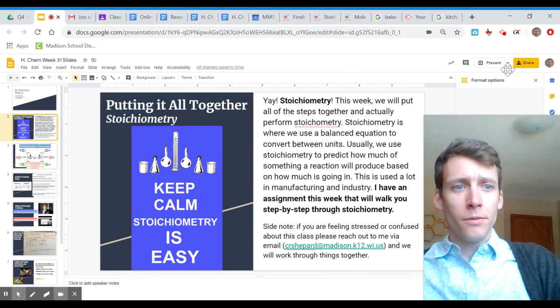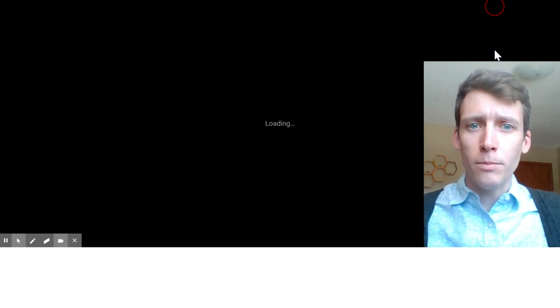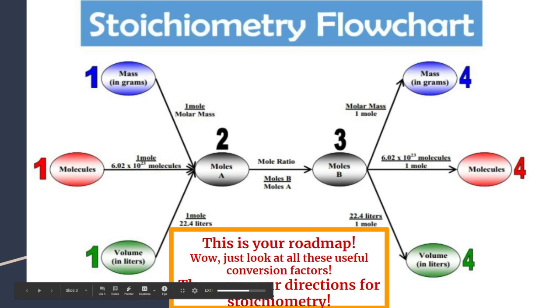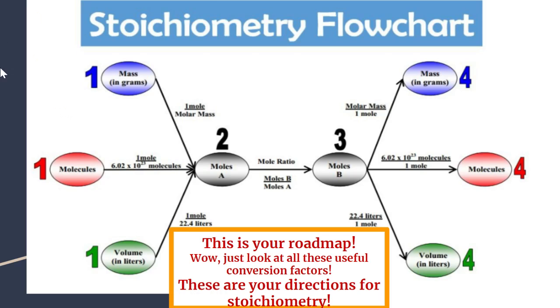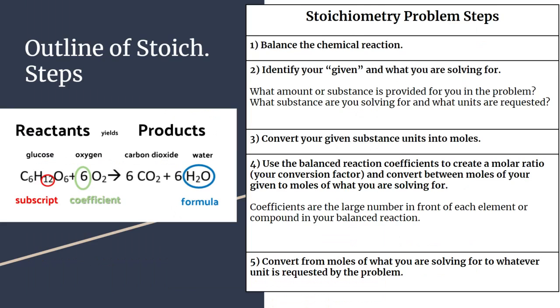So let's start here with your roadmap. This figure right here is like the set of directions for stoichiometry. This is what you're starting with. This is how you convert to moles. This is how you convert between moles of different substances. And this is how you convert from moles back into whatever unit you want. Look at all these useful conversion factors for you. Refer to this during your assignment.